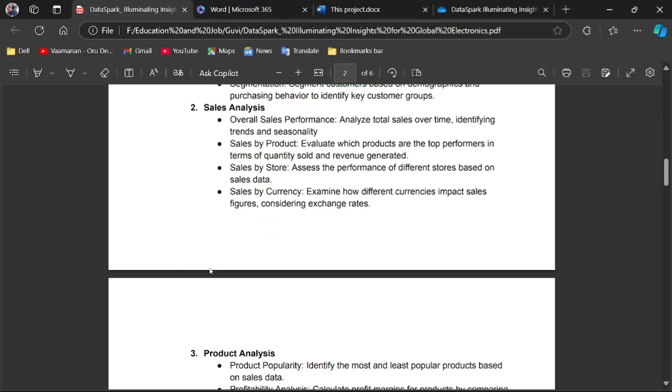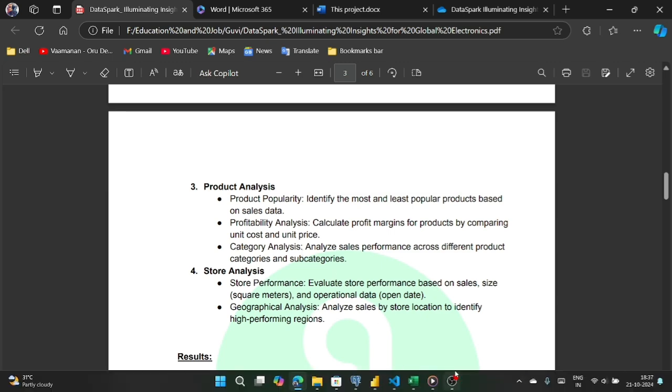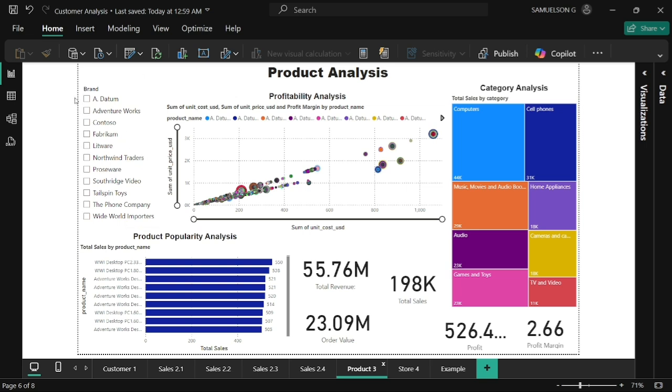In product analysis, what we are going to see is, let's see the data first. In product popularity and profitability analysis and the category analysis. Okay, popularity, let's see. This is brand-wise, it's a database's own brand, AdventureWorks, and these are the categories in this brand: computers, cell phones, music, home appliances, audio.